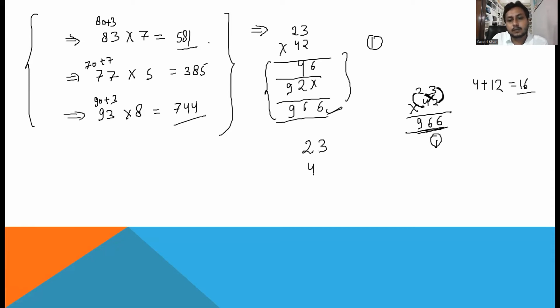23 into 42. First multiply the unit digit of both numbers. 3 into 2 is 6. अब क्या करना है? Cross multiply करना है. Take the sum. 2 into 2 is 4, 3 into 4 is 12. And no need to write, ये mind में सोचना कि क्या sum आएगा यार. Right? 12 plus 4 is 16. 6 carry over 1. 2 into 4 is 8, plus carry over 1 is 9. 966.